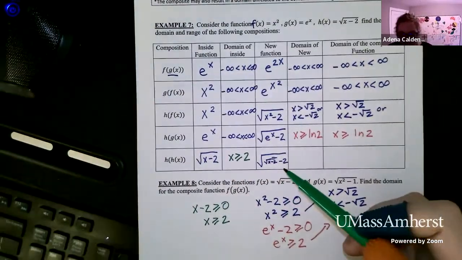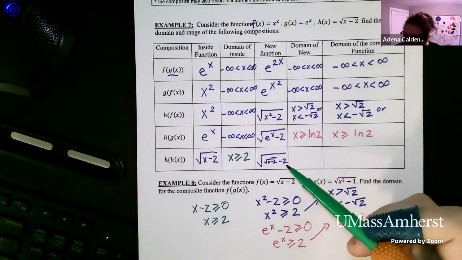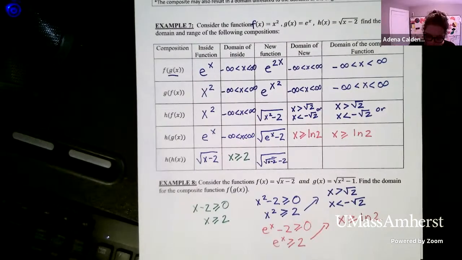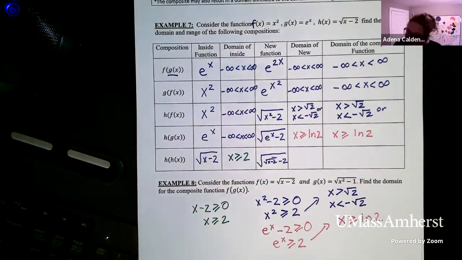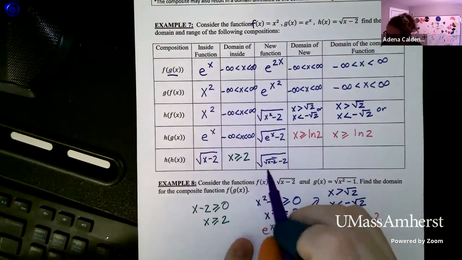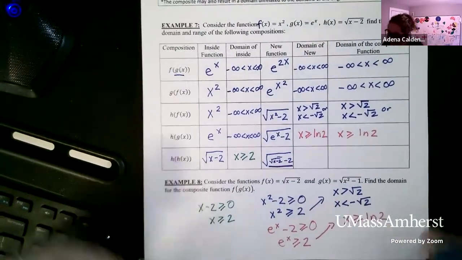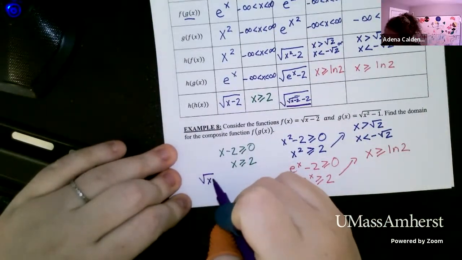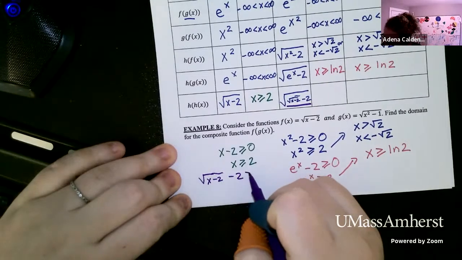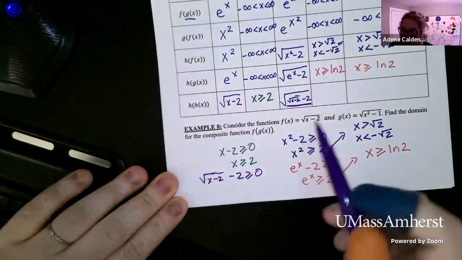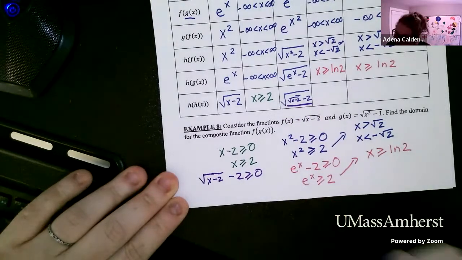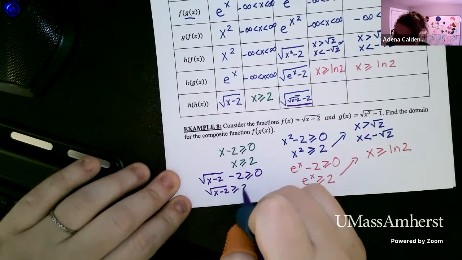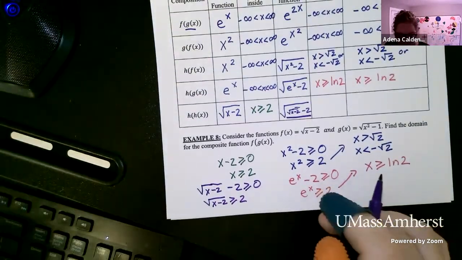Now, once we have our composite function, we have the square root of the square root of x minus 2 minus 2. So this is where we need to do a little algebra on the side. So now we take the inside part, and we have the square root of x minus 2 minus 2 has to be greater than or equal to 0, right, because this is inside. So we can move the 2 over. So we have the square root of x minus 2 is greater than or equal to 2, okay?